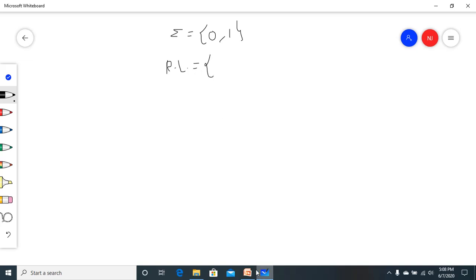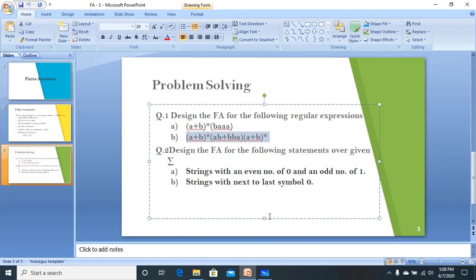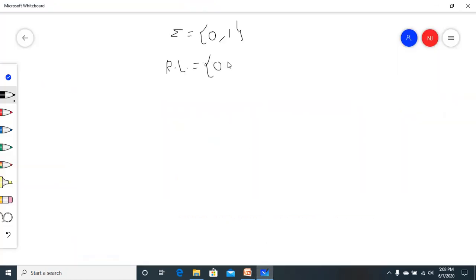Strings with an even number of zeros and an odd number of ones means double 0, single 1: even number of zeros, odd number of ones. Double 0, triple 1 is also part of our language. Then double 0, 5 times 1 is also part. Then 4 times 0, single 1 is also part. Likewise, combinations like 0, 1, 0 are also part, and 0, 0, 1, 0, 0 is also part here. Each and every string contains an even number of zeros and an odd number of ones.